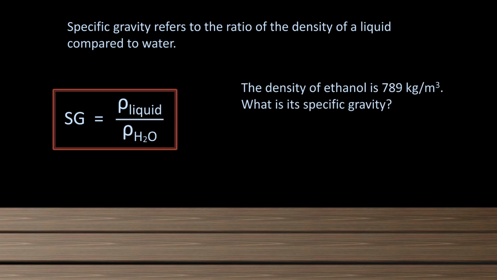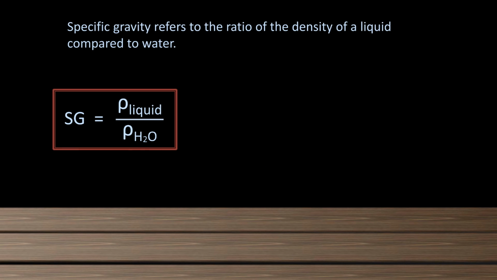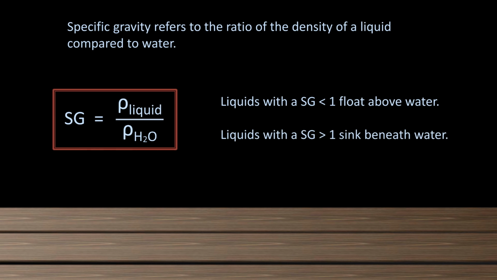So if the density of ethanol is 789 kilograms per cubic meter, what is its specific gravity? 789 divided by 1000 is 0.789. It's so simple it seems silly for someone to have bothered defining the concept. One important aspect of specific gravity, however, that may seem obvious is that liquids with a specific gravity less than 1 float above water, and those with a specific gravity greater than 1 sink beneath water.